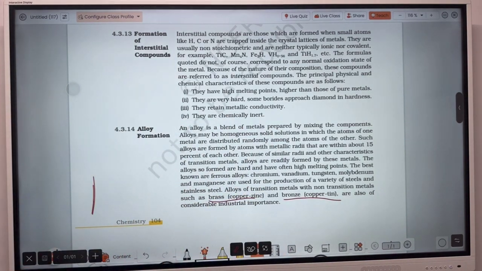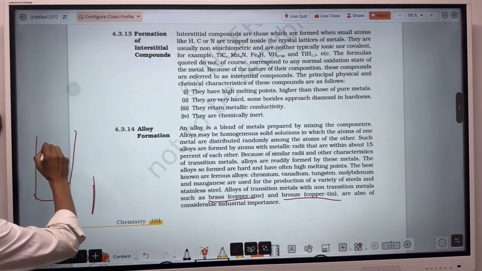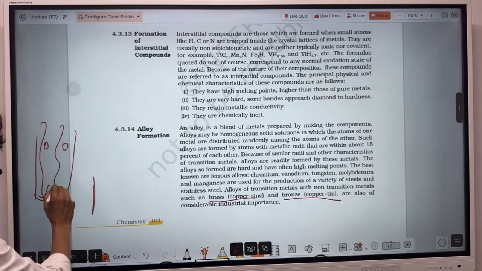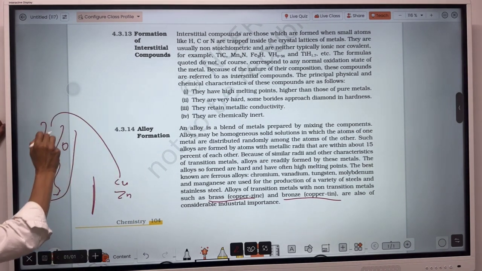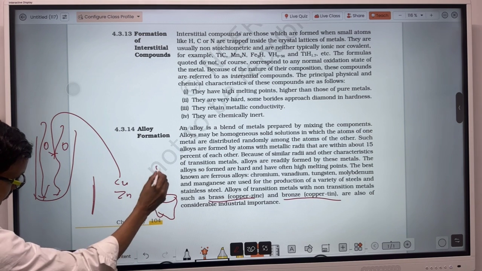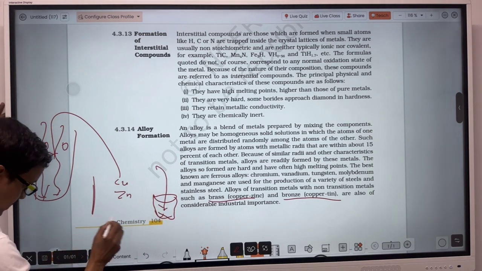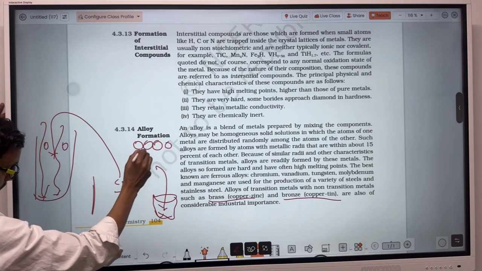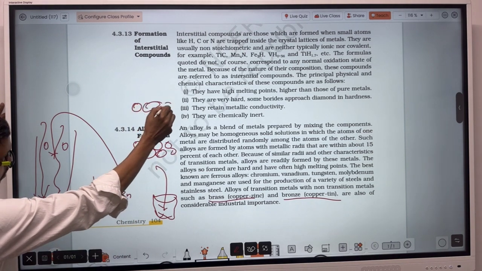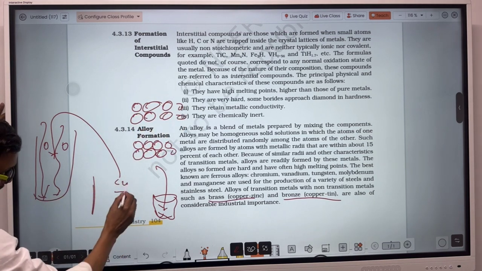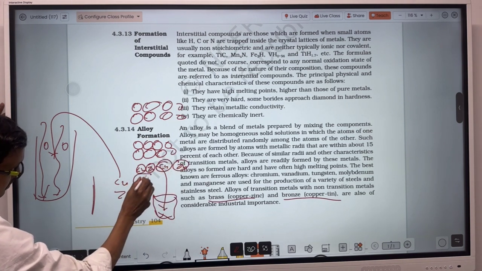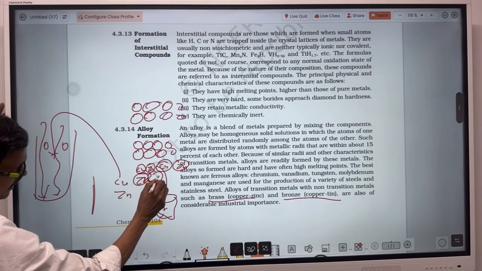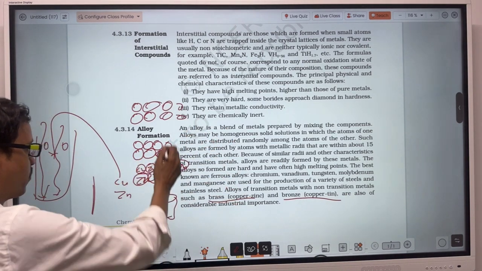What happened? The atomic size of copper and zinc is approximately the same. So when copper and zinc are melted and drawn together in a vessel, what happens? Initially in copper there were only copper atoms, in zinc only zinc atoms, but since their atomic size is the same, in some places there is copper, here zinc, or here zinc, copper, like that. So that is brass. Alloy formation is that much.